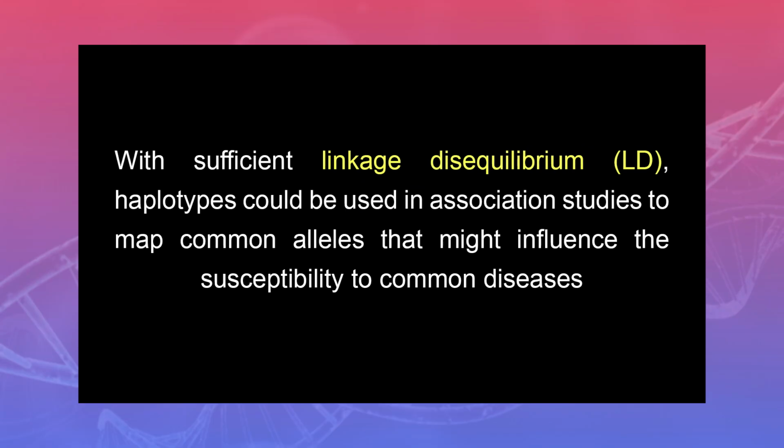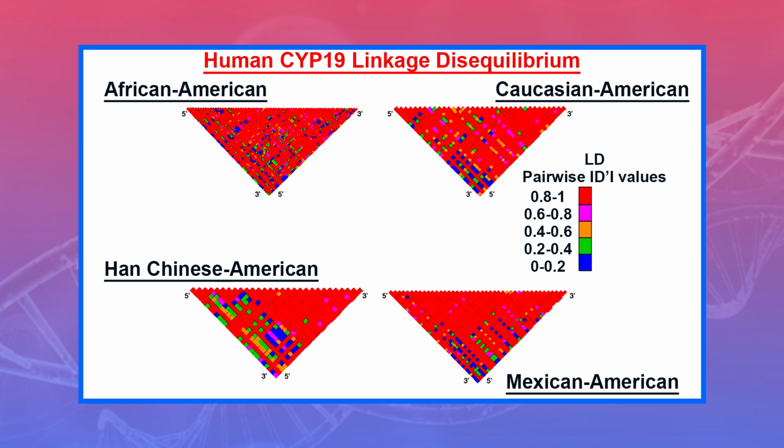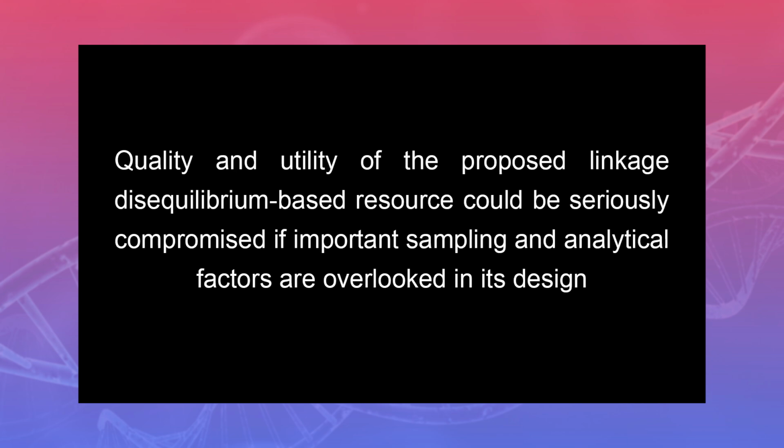The potential value of haplotypes defined by several single nucleotide polymorphisms, or SNPs, has attracted recent interest. With sufficient linkage disequilibrium, haplotypes could be used in association studies to map common alleles that might influence susceptibility to common diseases, as well as for reconstructing the evolution of the genome. It has been proposed that a globally useful resource need only be based on high-frequency variants identified from a few modest samples. Rapid progress has been made in quantifying the pattern of human linkage disequilibrium and haplotypes defined by such common variants within and among populations. However, the quality and utility of the proposed linkage disequilibrium based resource could be seriously compromised if important sampling and analytical factors are overlooked in its design.